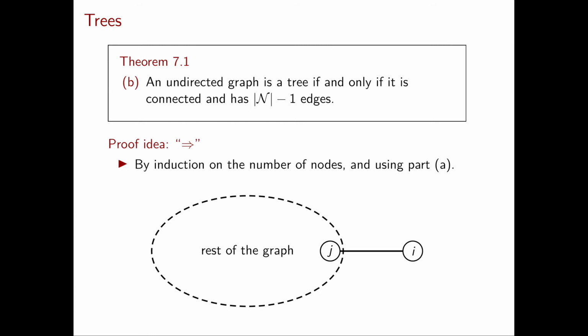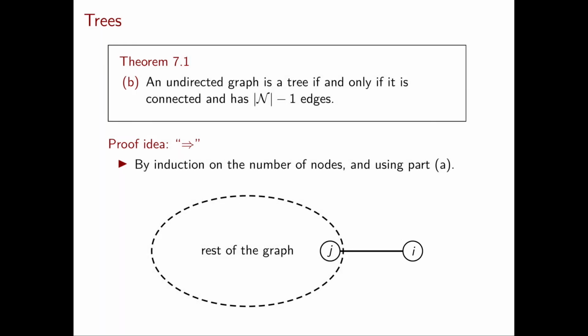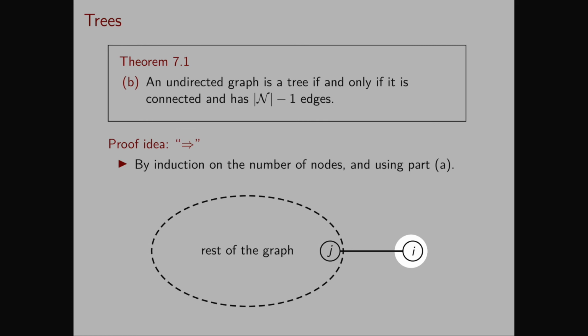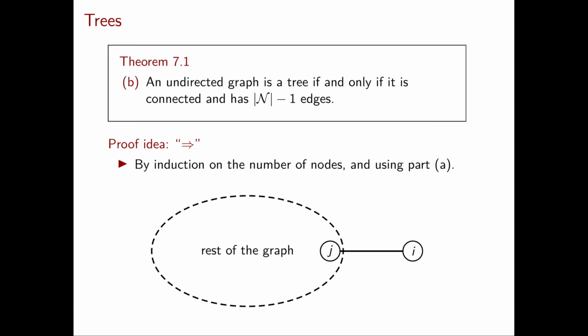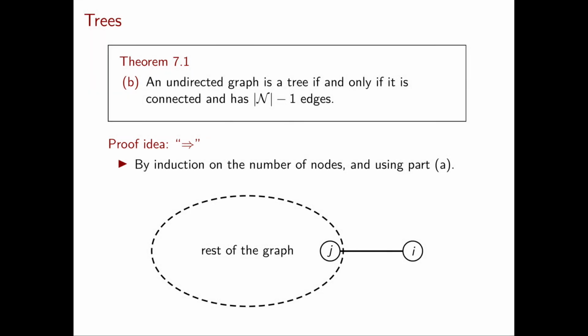Using part A, we know that our graph has at least one leaf. In the picture, it is this node I. So we can visualize the graph in this way. We have the node I contained in only one edge, and then we have the rest of the graph. Now let's throw away the node I and the edge containing it. So essentially, we focus on the rest of the graph.